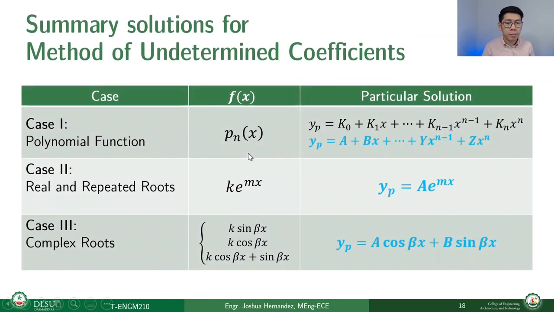So to summarize, for the method of undetermined coefficients, we basically have three cases. We have first the polynomial function, p sub n of x, which will have a trial or particular solution of a plus bx until its nth degree. Okay? Until its nth degree. So if n is equal to 3, then that will be a plus bx plus cx squared plus dx cubed.